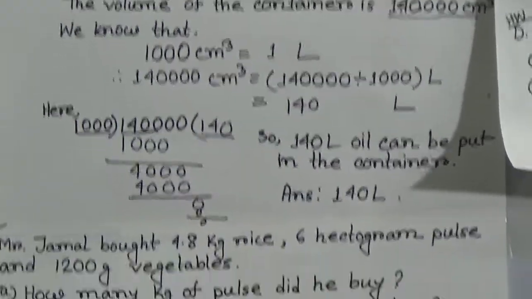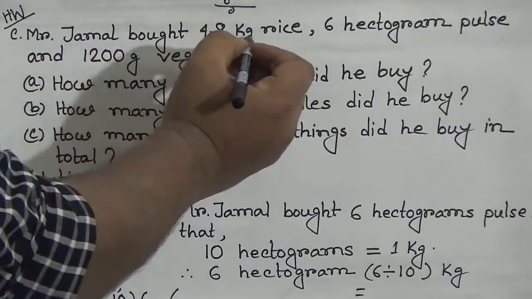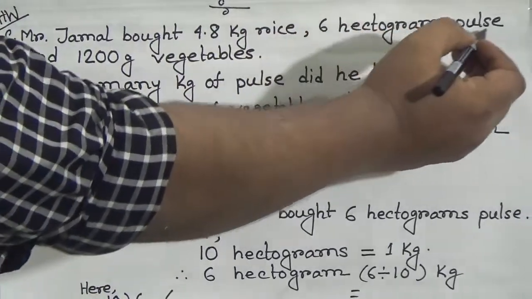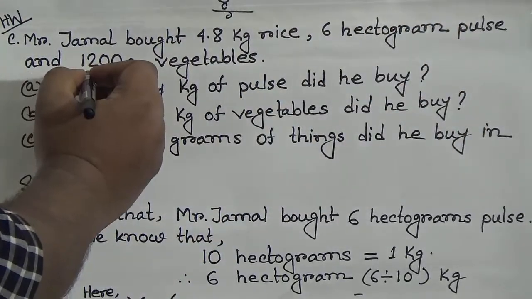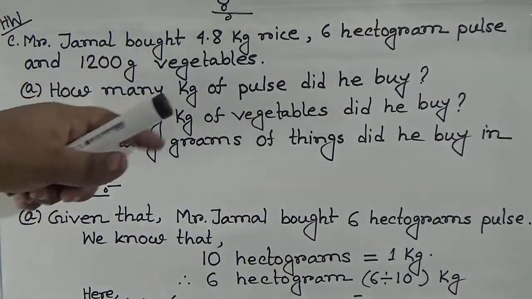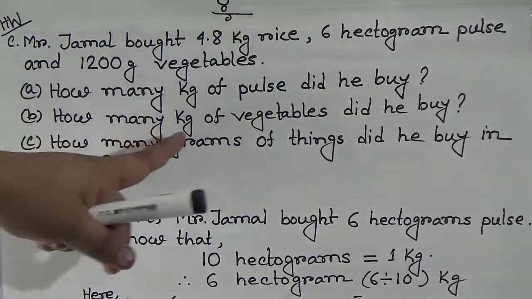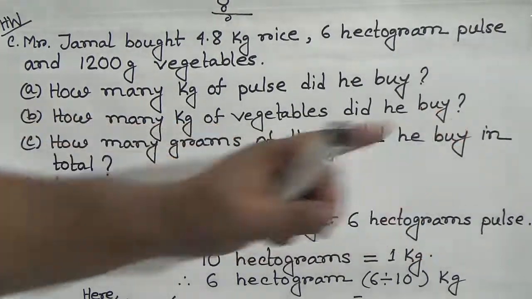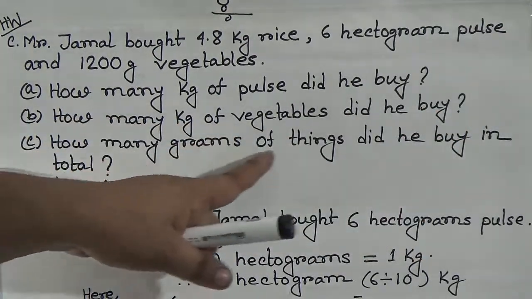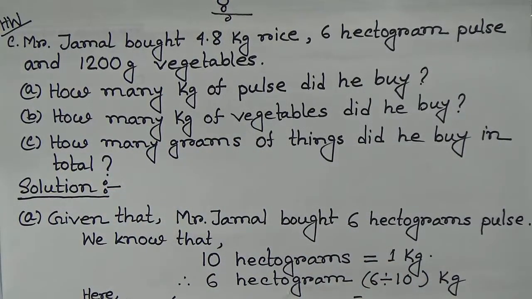Now we shall solve our question number C. Mr. Jamal bought 4.8 kg rice, 6 hectogram pulse and 1200 gram vegetables. Question number A is, how many kg of pulse did he buy? Question number B, how many kg of vegetable did he buy? Question number C, how many grams of things did he buy in total? That means to start to solve a math, we need to make a plan, that means make an algorithm to solve this math.